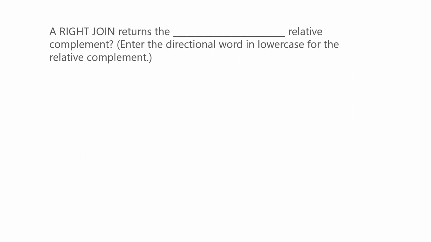A right join returns the blank relative component. So, meaning relative component is, remember with right joins and left joins, it returns everything on the right side and only things that correlate on the left side. Okay, right join, everything on the right side and only things that match on the left side. And a left join returns the right relative complement. Okay.